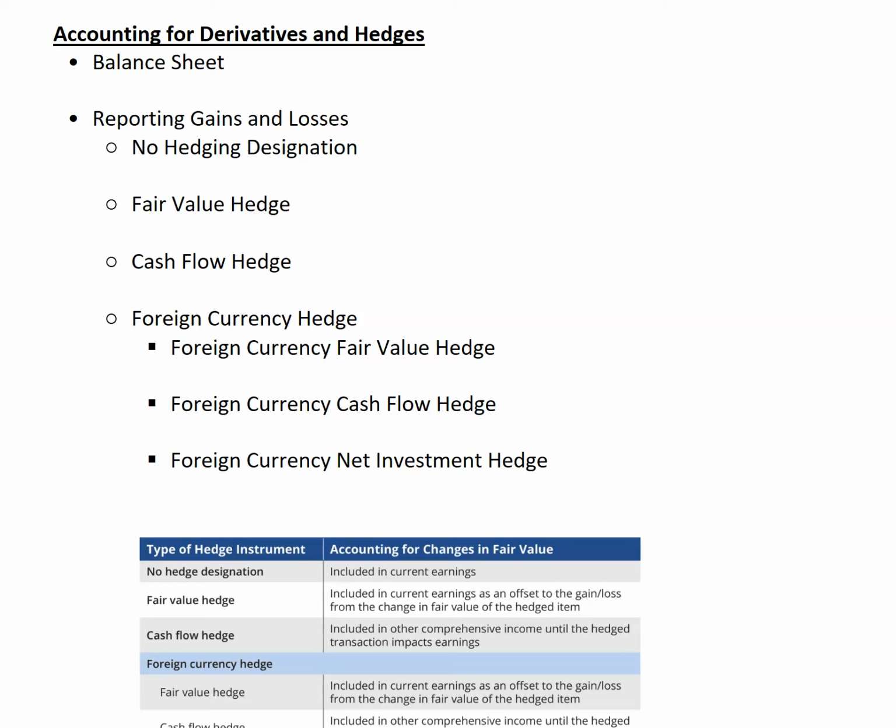There are two places you can show those gains or losses. Most of the time, when you are just holding the derivative instruments, it would be unrealized holding gains or losses. So you could report it in your income statement, or you could report it under the stockholders' equity part in your balance sheet. So this part, reporting gain or loss, will talk about all those places where you have to report those gains or losses.